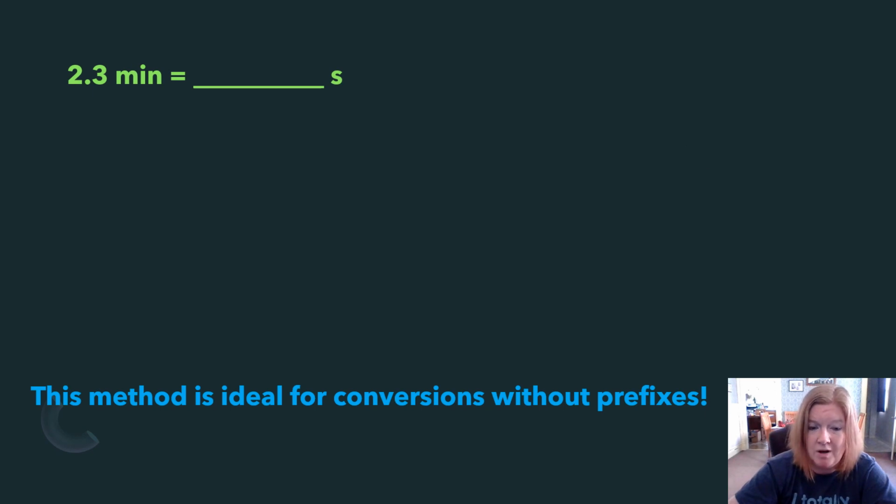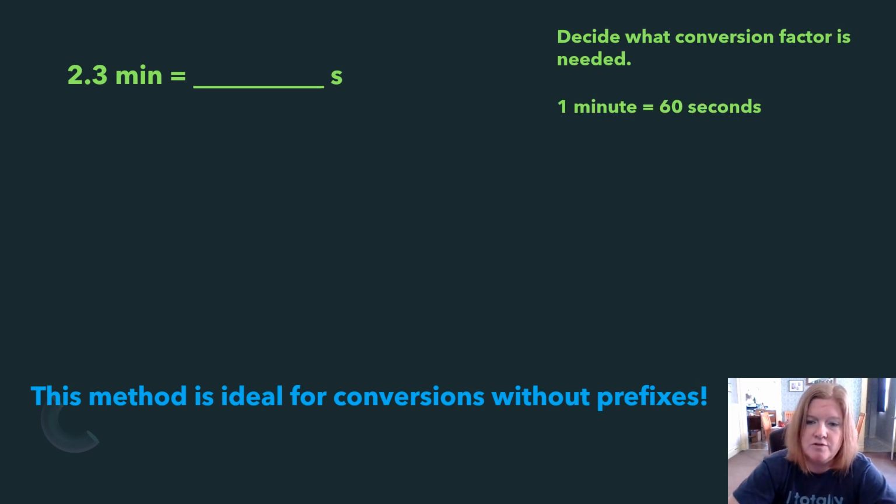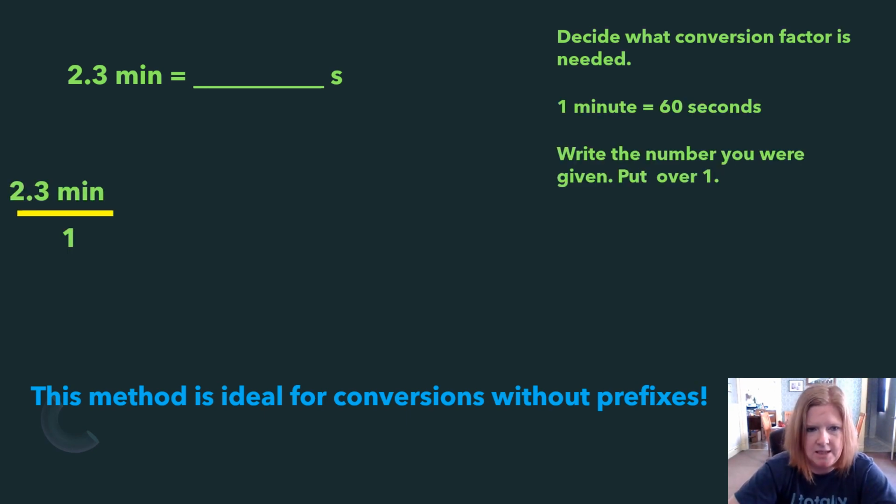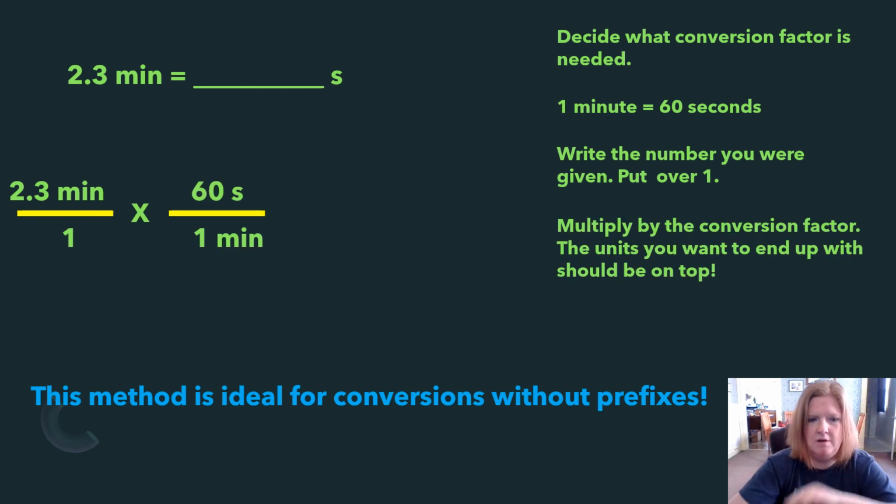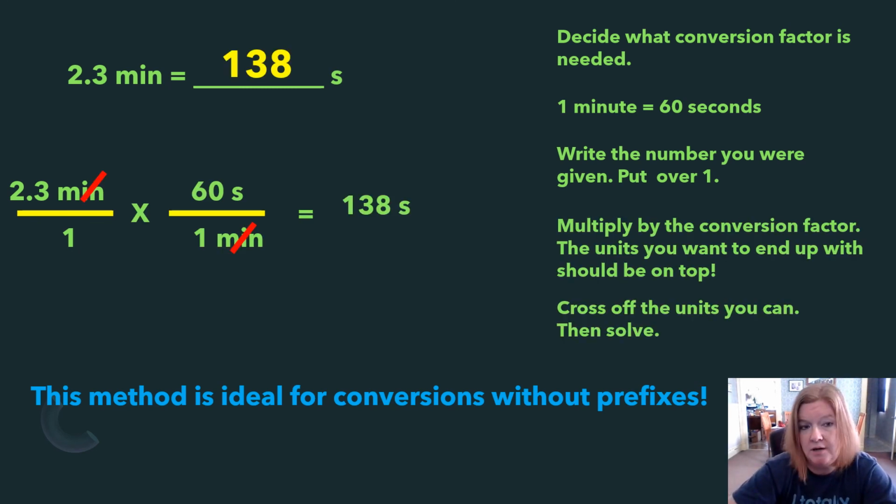All right, for this one, I have to use conversion factors. I couldn't use the move-the-decimal way. Why? The conversion factor is 1 minute equals 60 seconds. So there's what I was given. Flip the conversion factor the right way, cross it out and solve. Again, with time, you're not going to be able to move the decimal.